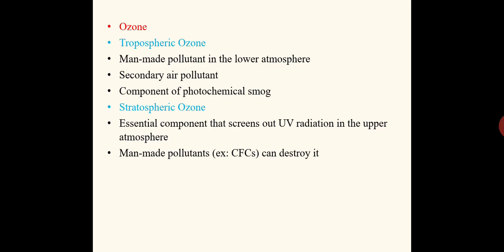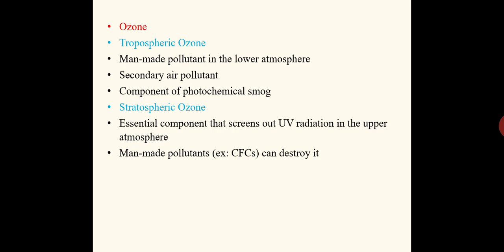Ozone is the last important air pollutant. See, ozone can be seen in both layers: in the stratosphere and in the lower atmosphere, that is the troposphere. We can see the presence of ozone, that is O2 plus O3, that is ozone. If it is in the lower atmosphere, it is mainly considered a man-made pollutant. Actually it is a derived product, so it is considered a secondary air pollutant, and it is a major component of photochemical smog. Okay, if it is in the higher atmosphere, we can't call it an air pollutant. Actually it helps us by shielding from ultraviolet radiation.